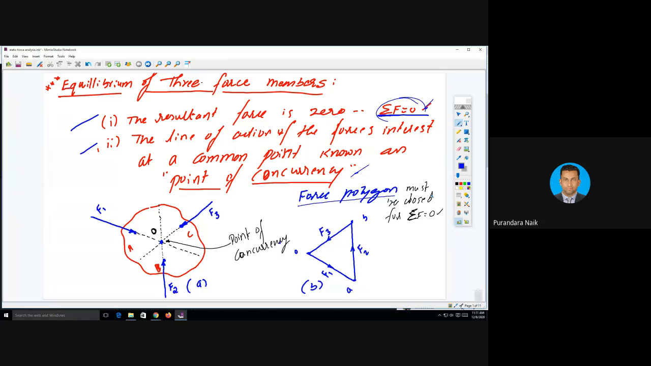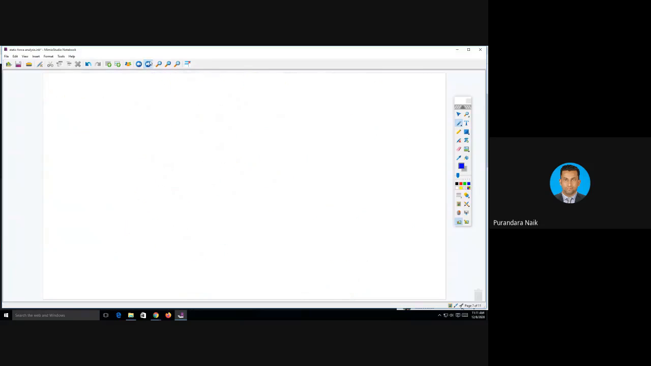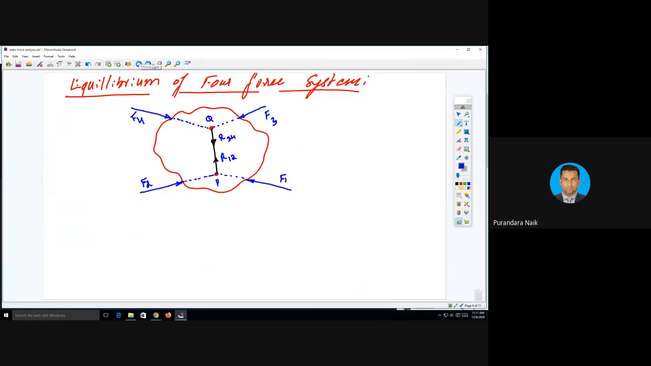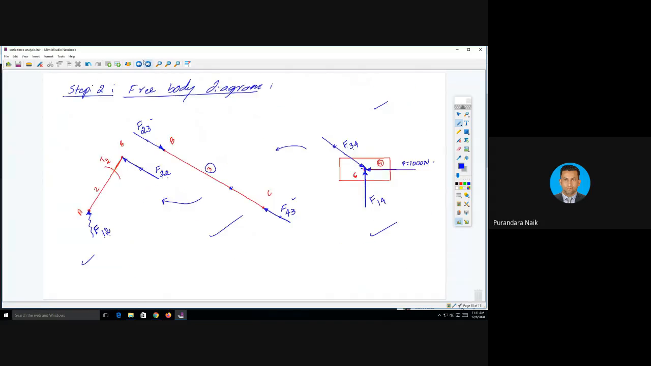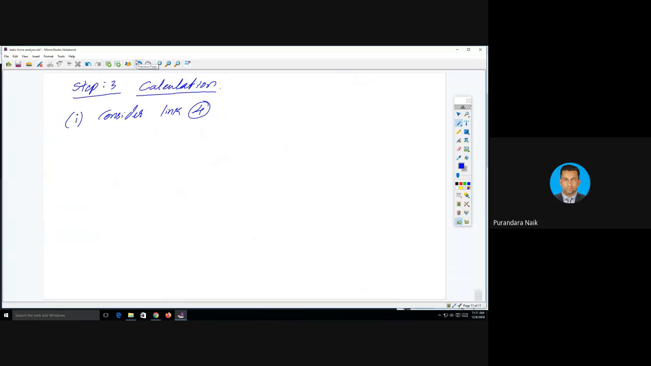Let us draw the force polygon for link number 4. Yes, link number 4. Consider link number 4 and draw the force polygon.